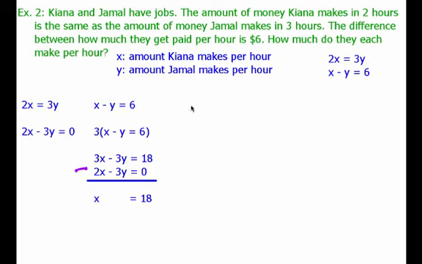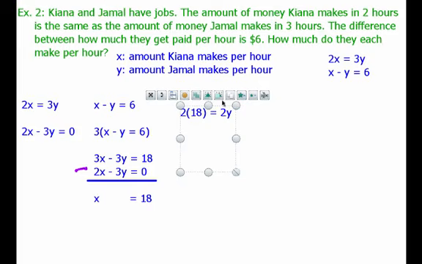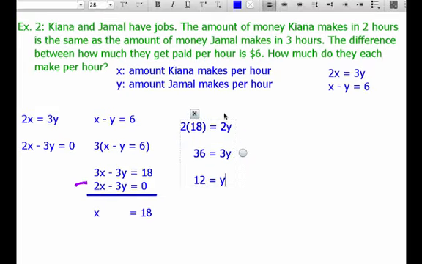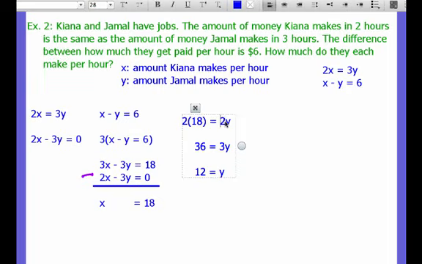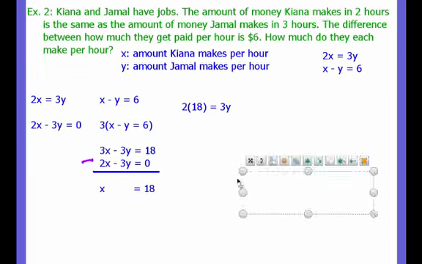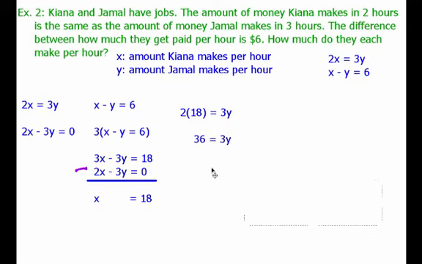Now we need to figure out what Jamal makes per hour. Well, we know 2x equals 3y. Oh, this should say 3y, not 2y. We know 2 times 18 equals 3y. So 2 times 18, that's 36. 36 is 3y. Divide both sides by 3, and I get y equals 12. So Jamal makes $12 per hour.